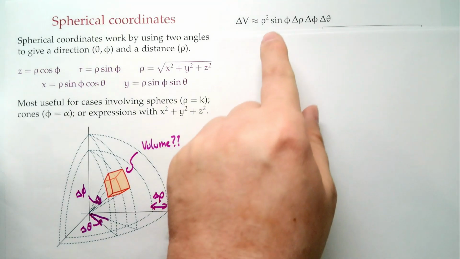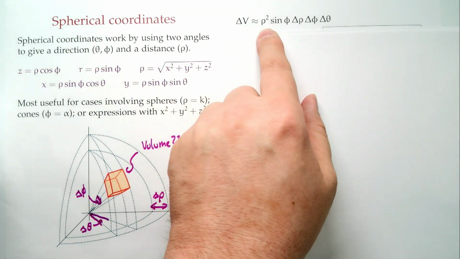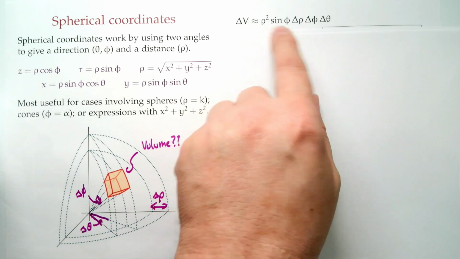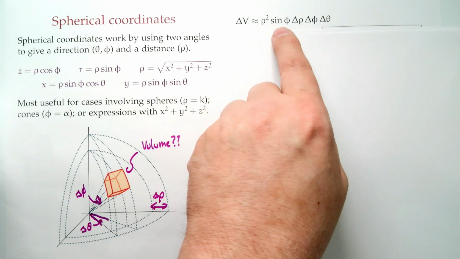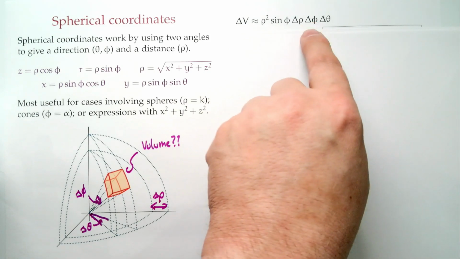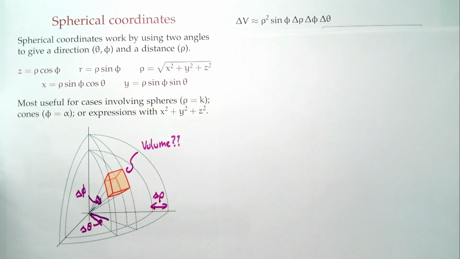So do we have three lengths involved? Well, rho is a length. That's there twice. And change in rho is a length. So that's three lengths. And if you look at these other things, sine of phi, change in phi, and change in theta, none of those are lengths. So that's good intuition. We have the right thing going on. At least what we have makes sense as a volume, because we have three lengths involved.